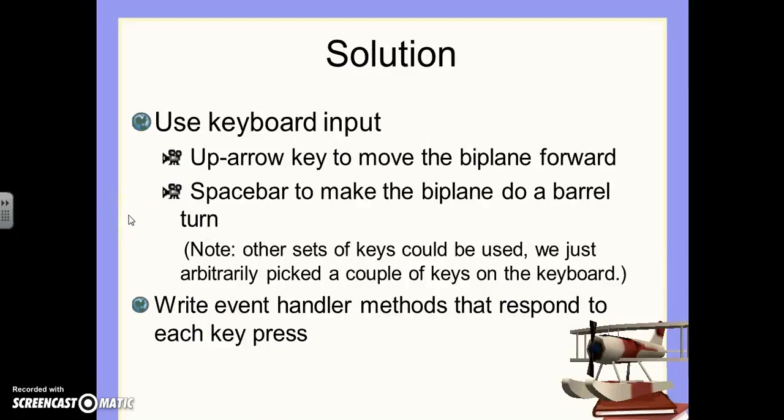The solution is to use the keyboard input. So we're going to give the user some power here. The up arrow is going to move the plane forward. The space bar is going to make the biplane do the barrel roll. Now, one thing to note here is that other sets of keys could be used. We just arbitrarily picked those couple of keys to use for the storyboard on the keyboard. But you could use the number 9 or the letter P or whatever you want to use if you want to enact that action. So we're going to write an event handler method that responds to each key press.